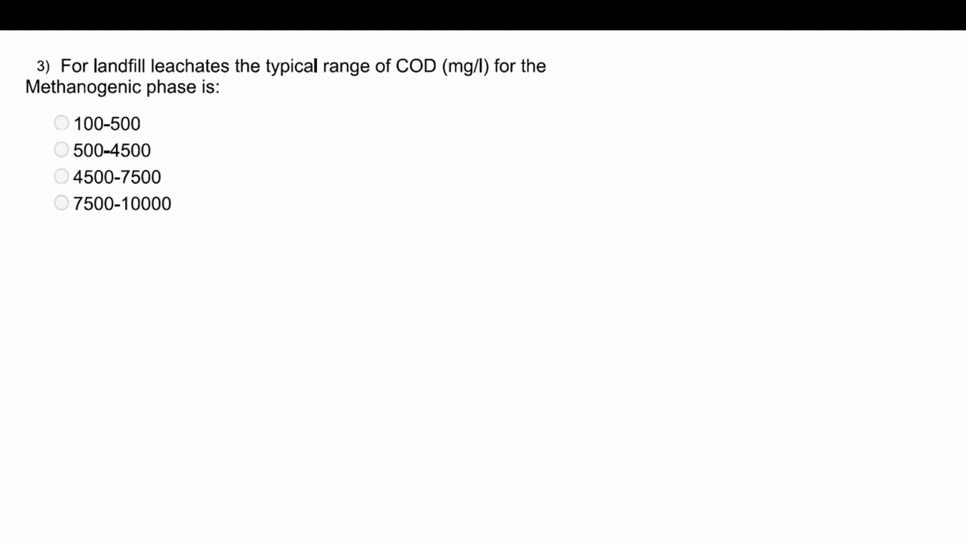Moving forward, the next question is: for landfill leachate, the typical range of COD for the methanogenic phase is dash. This is given as some standard or thumb rule in the lecture. Can you please tell me? 500 to 4500. Yes, that is the correct answer. Can you tell me the meaning of COD, or can you differentiate between COD and BOD?